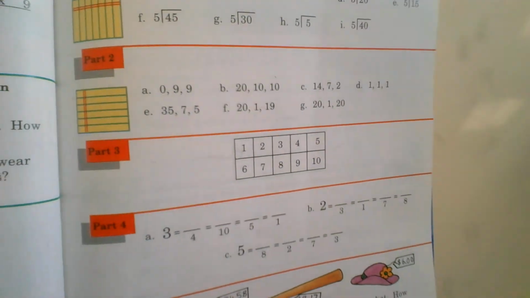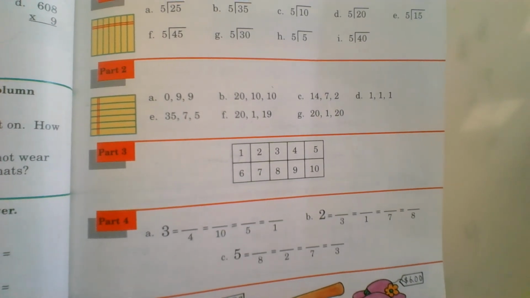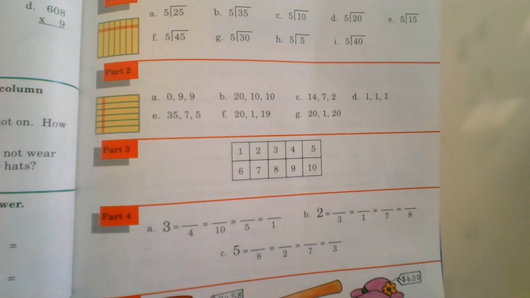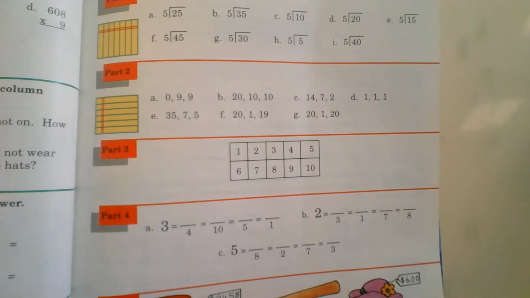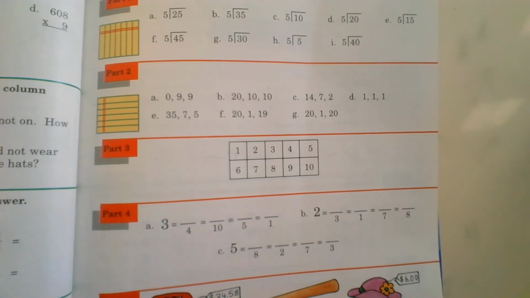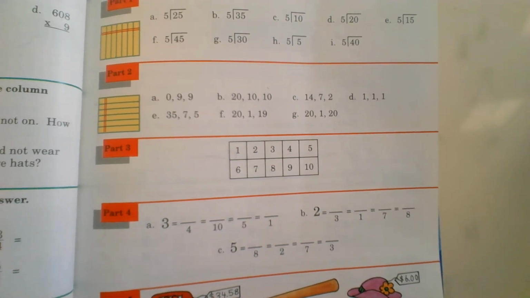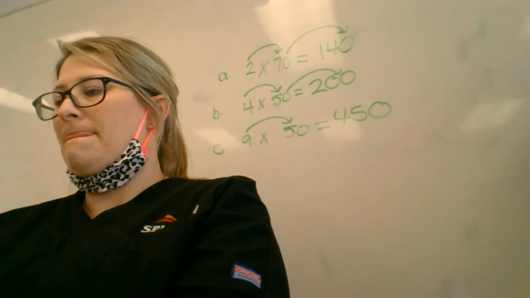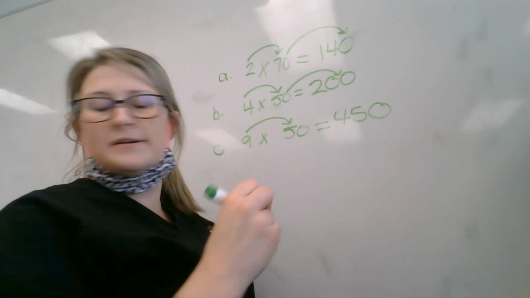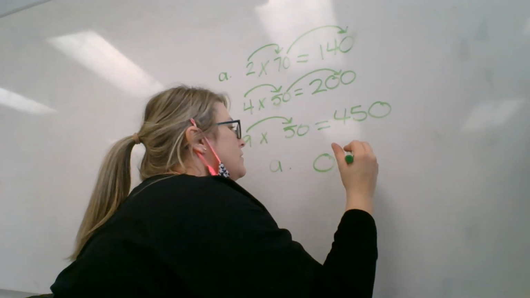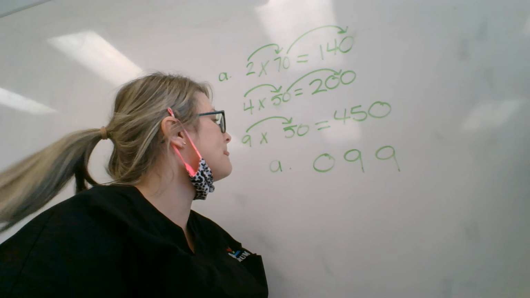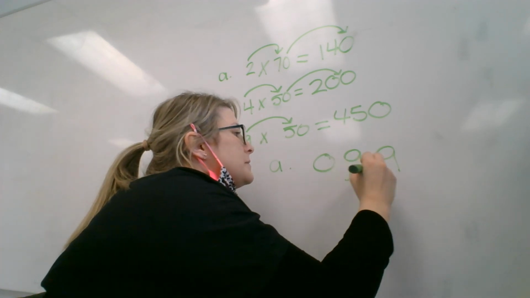All right, find Part 2. Just like the last lesson, the numbers for each item in Part 2 are from an addition fact or a multiplication fact. You're going to write the correct multiplication or addition fact that uses all three numbers. Use lined paper. Write a correct fact for item A. Item A has the numbers 0, 9, 9. Okay, so am I going to do an addition fact or a multiplication fact?